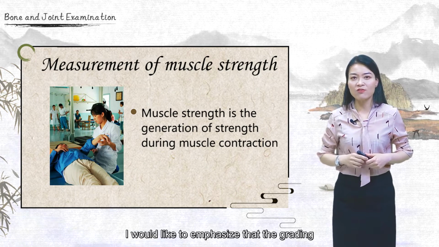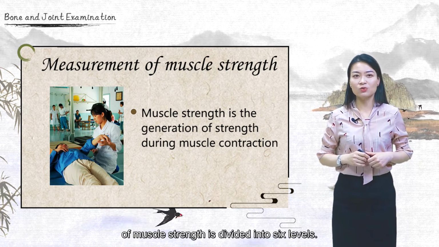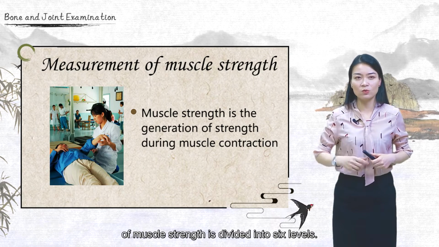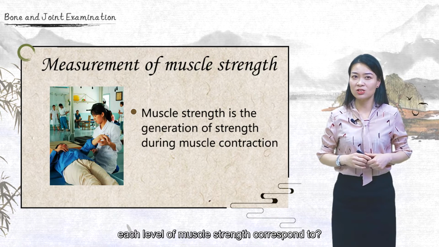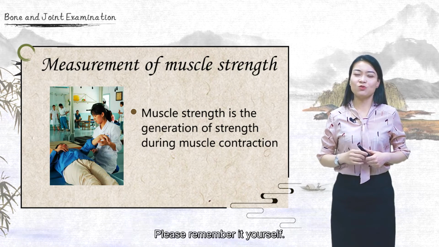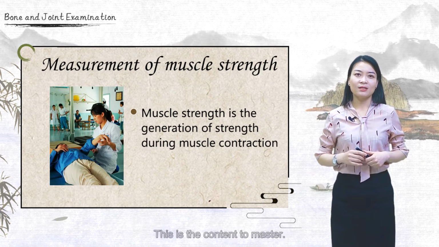I would like to emphasize that the grading of muscle strength is divided into 6 levels. So what kind of movement does each level of muscle strength correspond to? Please remember it yourself. This is content you must know.